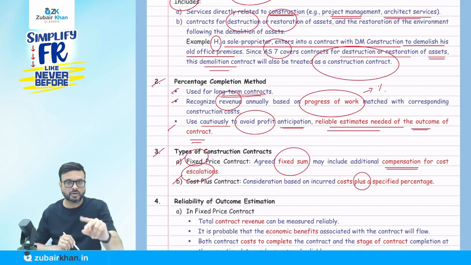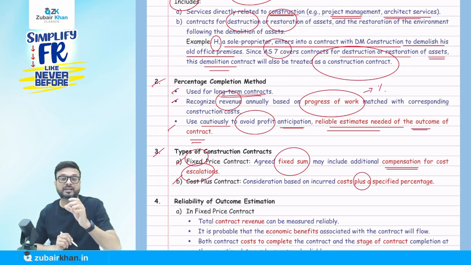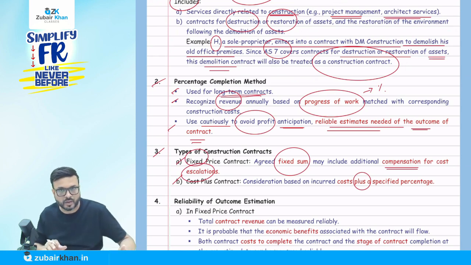Okay, so there are two types of contract. Fixed means the amount is fixed, how much will be the revenue. In case of a cost plus contract, whatever cost is incurred by the contractor, we are going to add to it the profit percentage, whatever is decided between the contractor and the contractee.